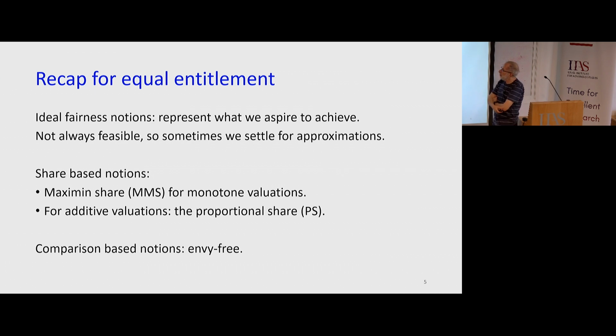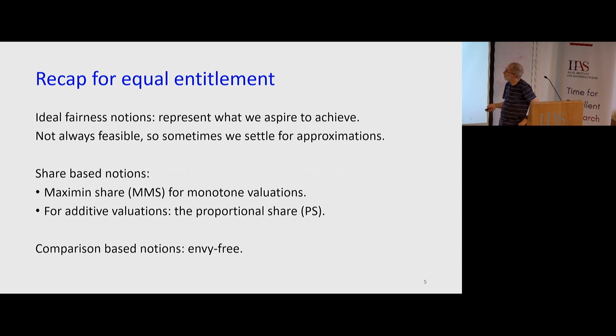So let's recall what we had for equal entitlement. We had this ideal fairness notion that represents what we aspire to achieve. They are not always feasible, so sometimes instead we settle for some approximations of them. For share-based notions, we have the max-min share. For the special case of additive valuations, we also have the proportional share, which is appropriate maybe for additive valuations. Again, we cannot always achieve them. We might think of what kind of approximations we can get. And for comparison-based notions, where you compare what you get to what others get, we had envy-freeness. And of course, again, we had some approximations of it, like EFX or EF1. So this was what we had for equal entitlement.